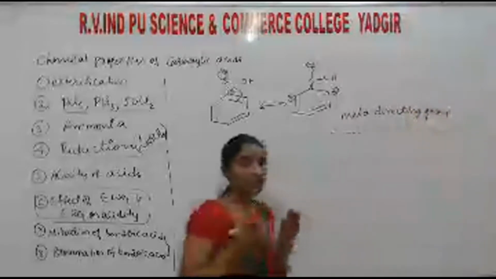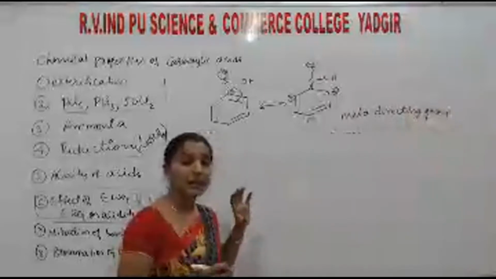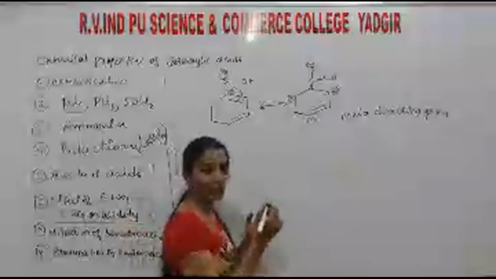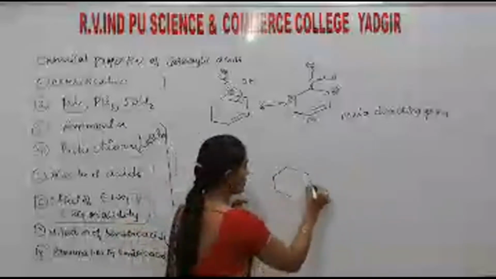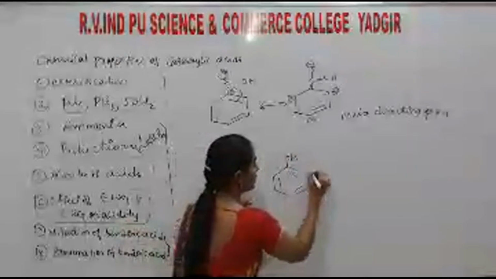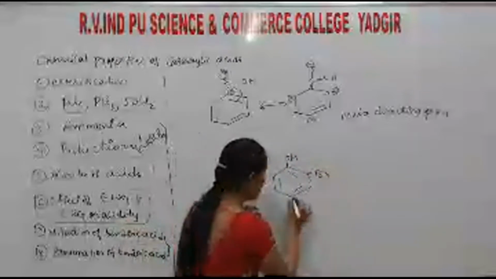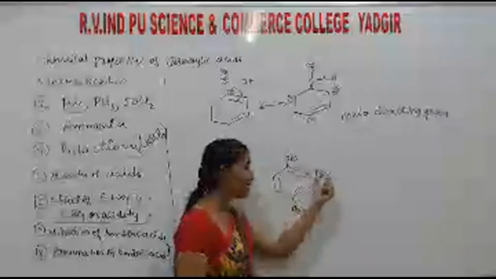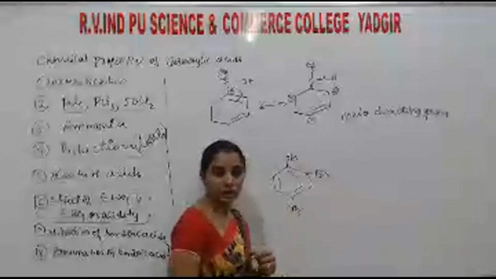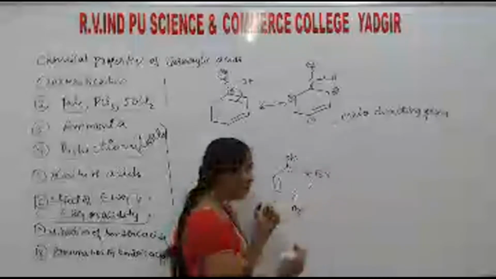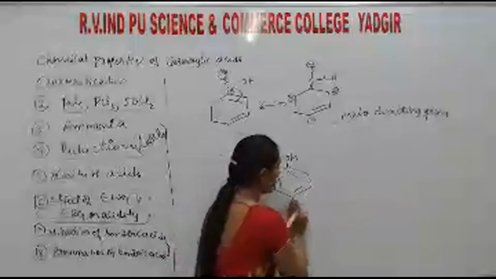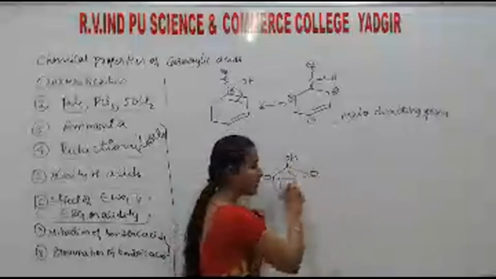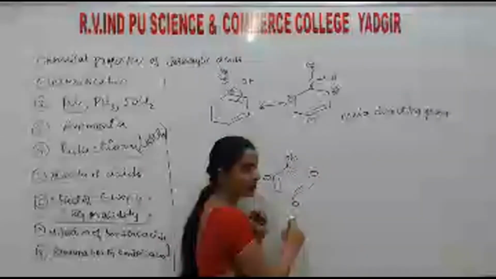Meta-directing group means the group which directs the incoming species to the respective position. So initially in phenol, as I told you, if bromination takes place, Br may be attached here or here. Ortho para substituted because OH is ortho and para directing group. But COOH is meta directing group because in the resonance if you write, you will get minus charge here in the phenol. That's why they form ortho and para product.